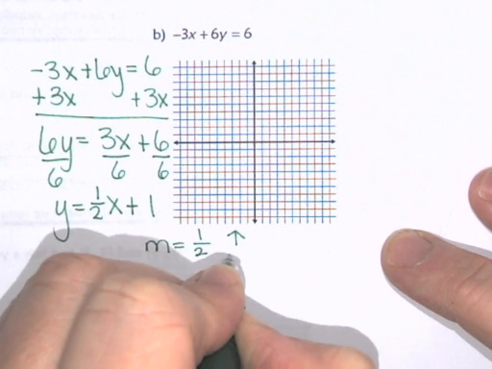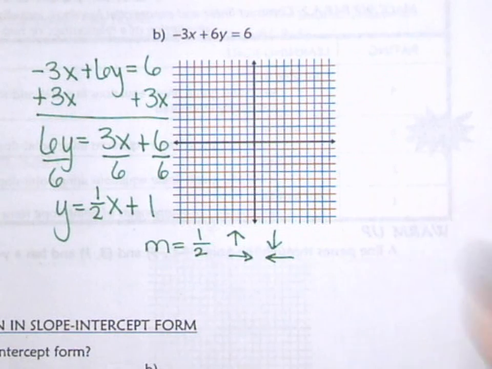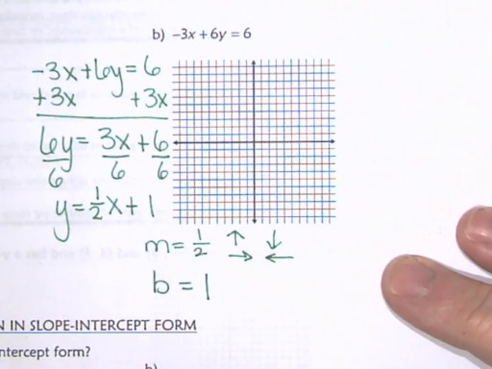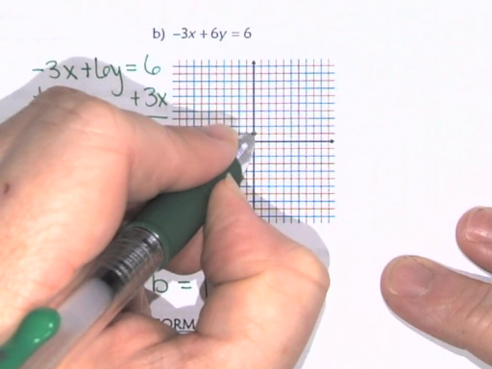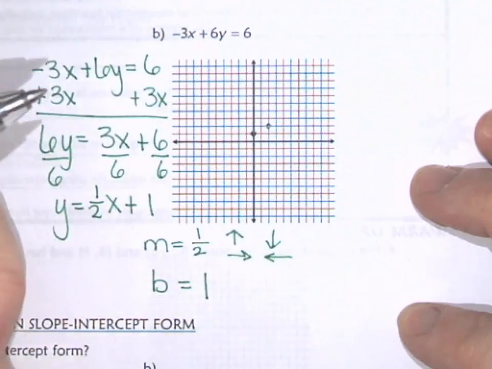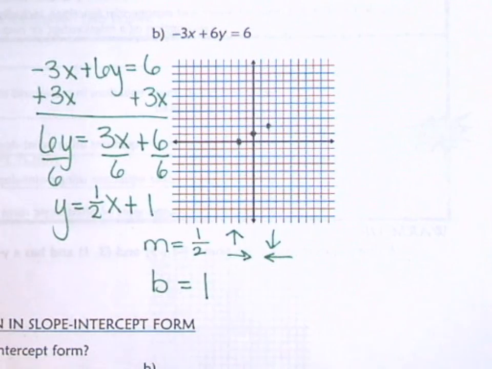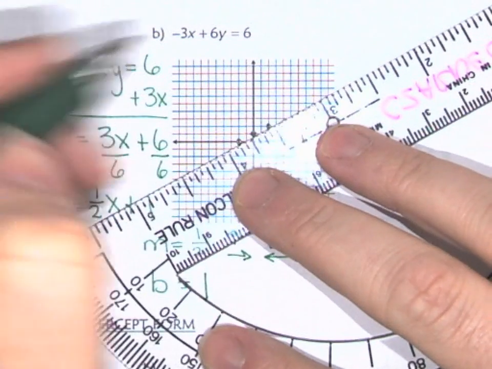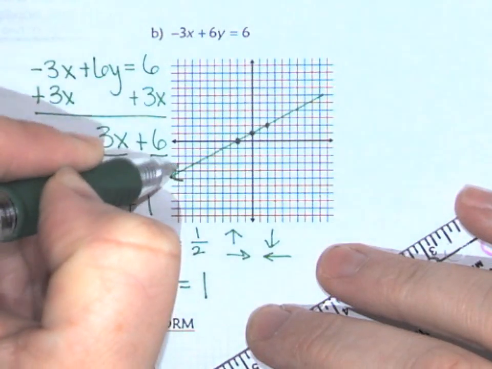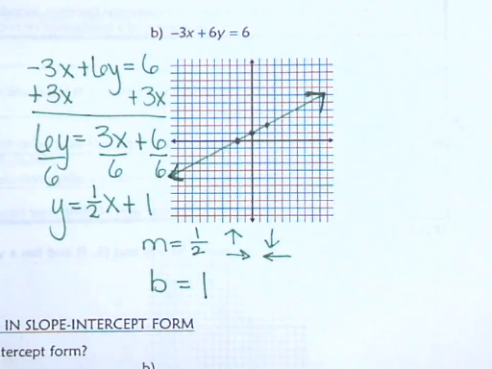So I go up and to the right, or down and to the left. And my b value here is 1. So I'll graph my y-intercept, up 1 over 2, or down 1, back 2. Use my ruler, connect the dots. Okay.